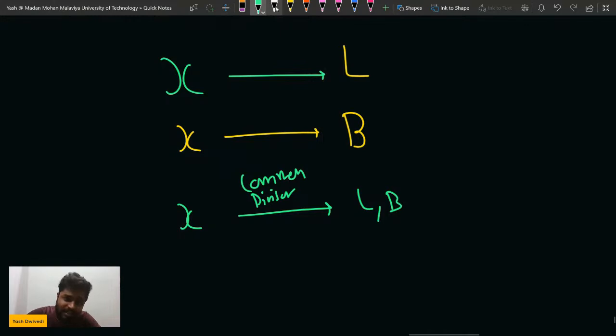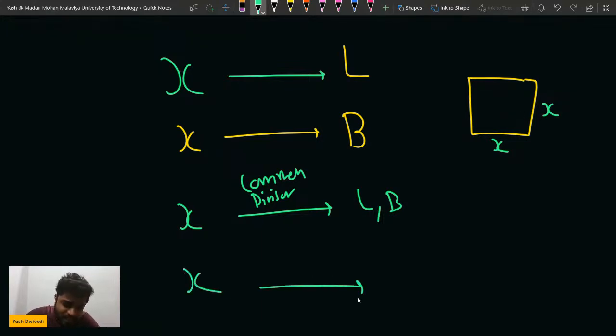And if X is the common divisor of L and B, I also want in this problem that the square block of X cross X dimension should be as large as possible, because I want to use the minimum number of square blocks to fill the rectangle. So I want the greatest value of X. X should be the greatest common divisor of L and B.